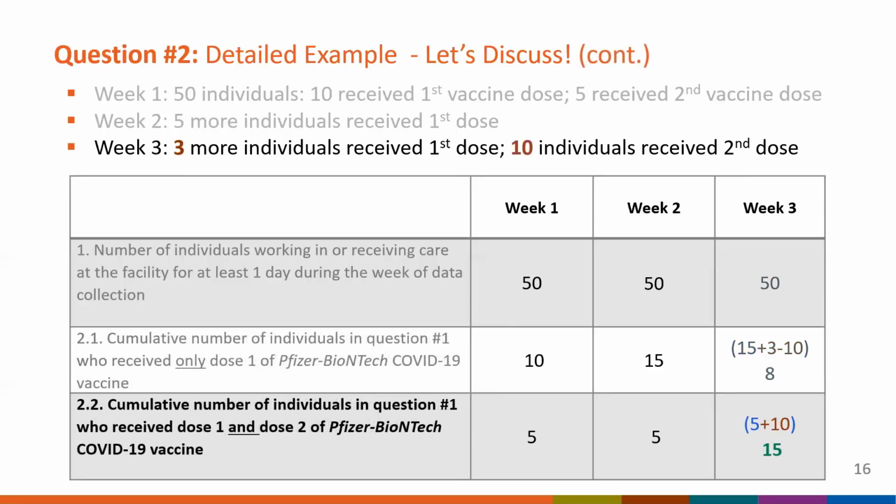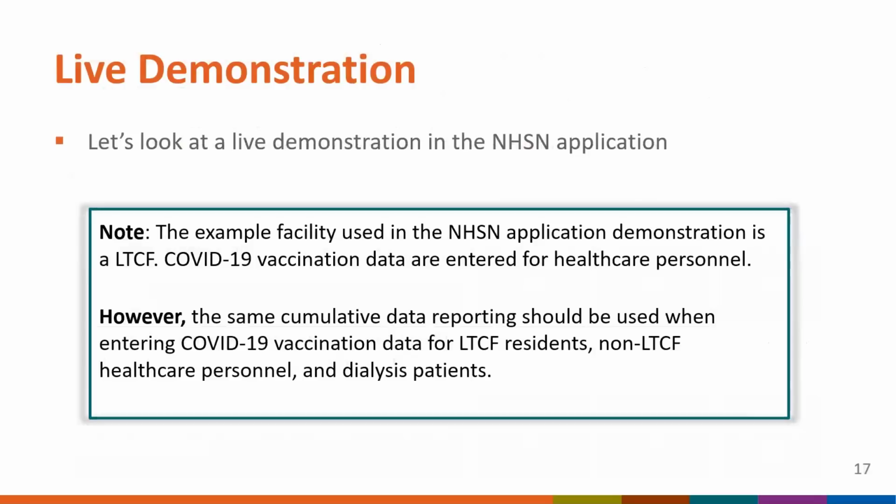This example also shows how COVID-19 vaccination of individuals receiving their first and second vaccine doses looks during the third week of reporting. 5 individuals received their second dose in week 2. You would then add the 10 individuals who received the second dose in week 3. Therefore, for week 3, the cumulative number of individuals who received the second dose should be reported as 15.